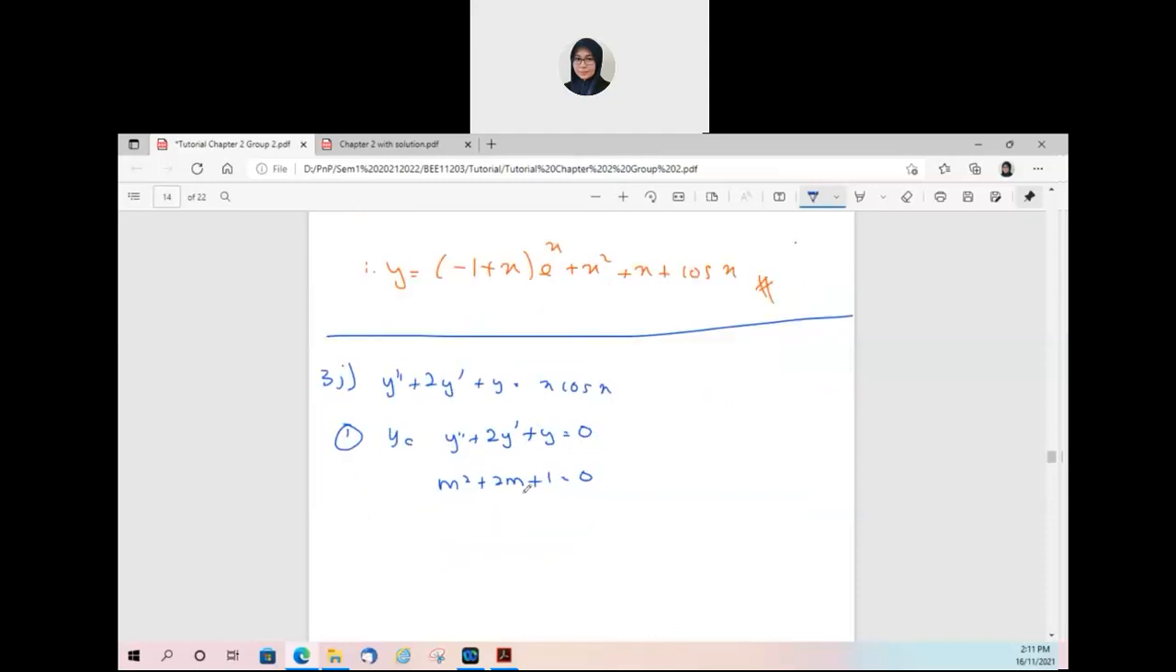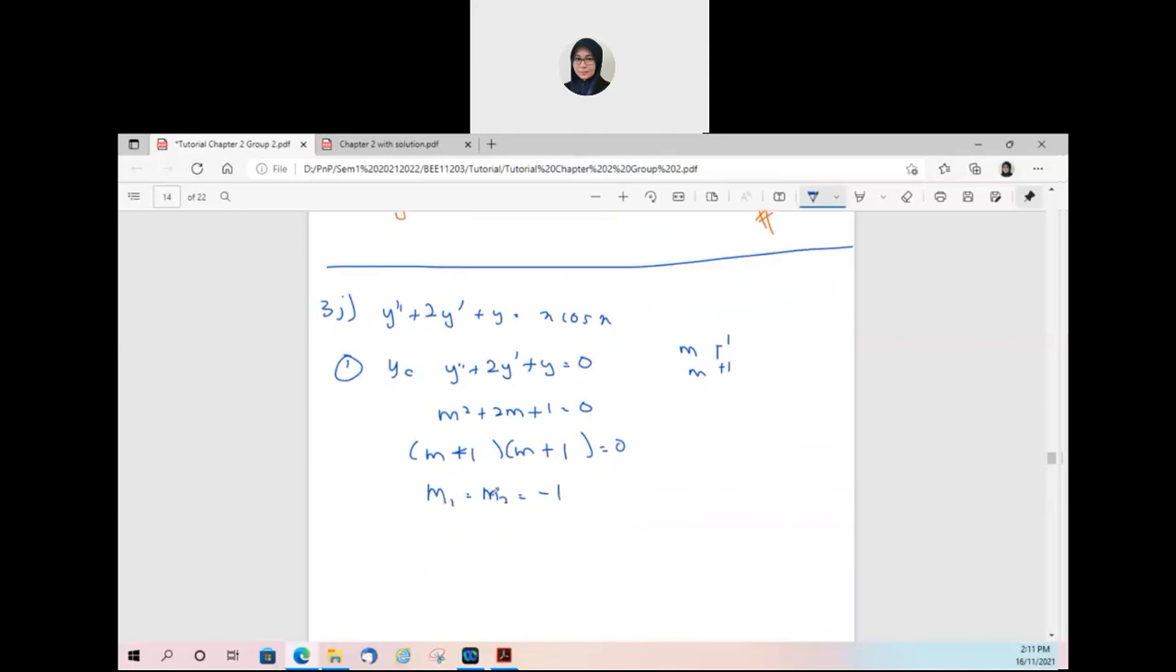So we have here m plus 1, m plus 1 equals to 0. So you will have m1 equals to m2 equals to minus 1. Right? Since m1 equals to m2, therefore your yc will be (a plus bx) e to the power of minus x. This is your yc.